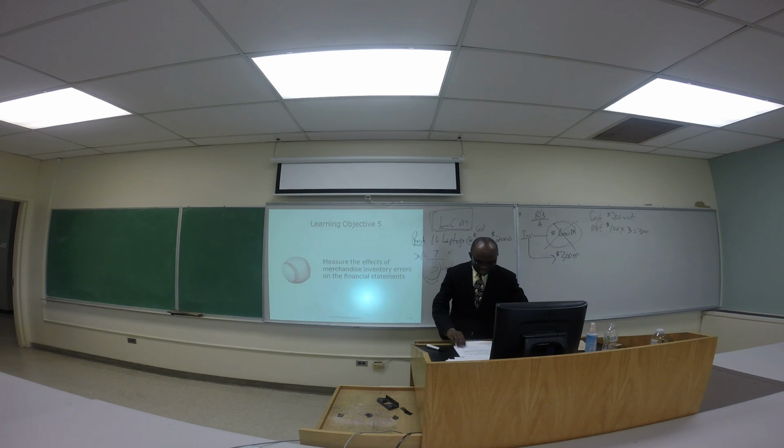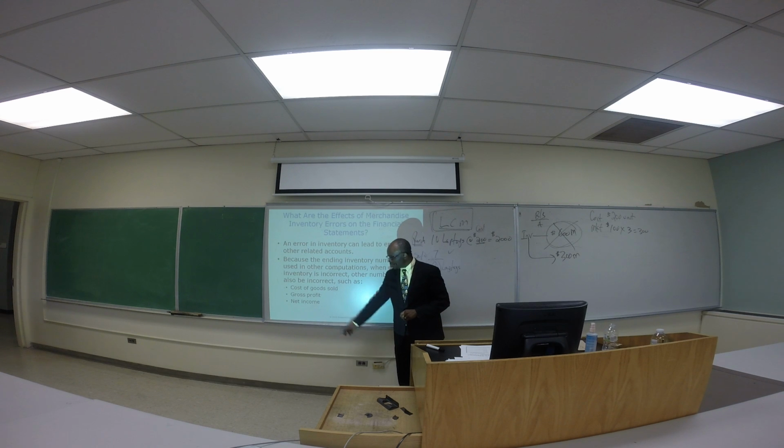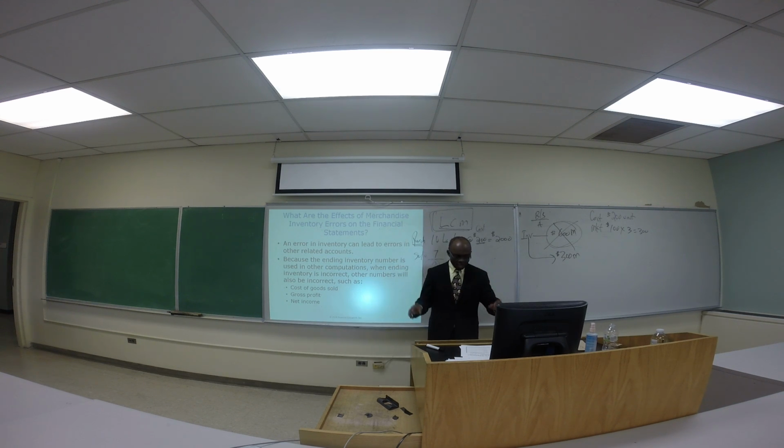Moving along, let's take a look at Objective 5. Measure the effect of merchandise inventory errors on the financial statements. Essentially, what you need to know here are just a couple of things. An error in inventory can lead to errors in other related accounts. The other numbers that will be incorrect will be cost of goods sold, gross profit, and net income.